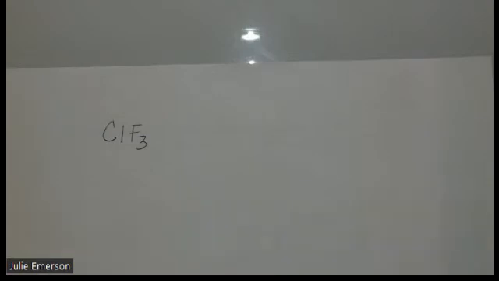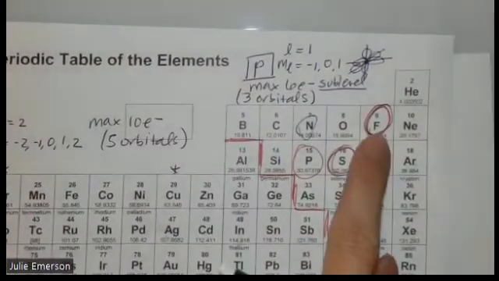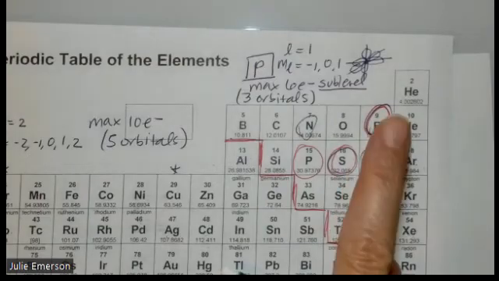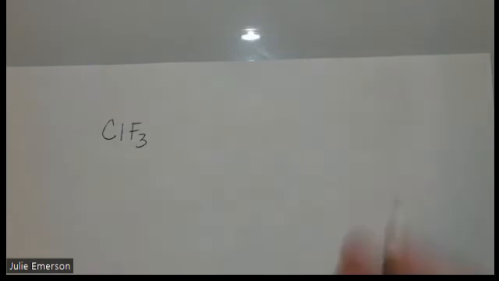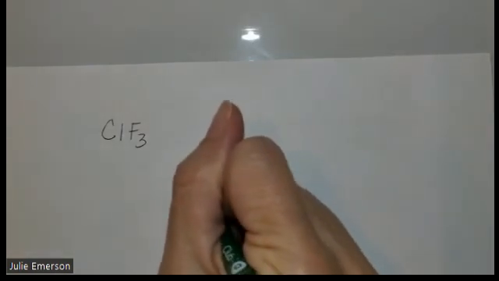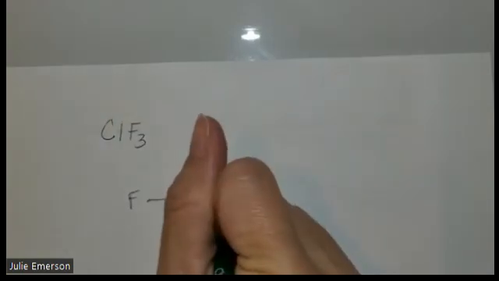But again, there's always ones that kind of throw you for a loop. So really what you want to do is always go back to your table and say, okay, fluorine is our most electronegative, so it can't go in the center, period. That means chlorine has to go in the center. So we know chlorine will go in the middle. And then I'll put fluorine on any 3 sides that we want.